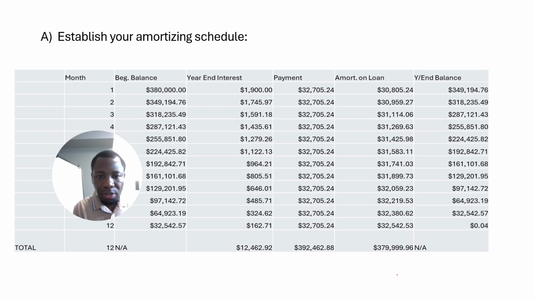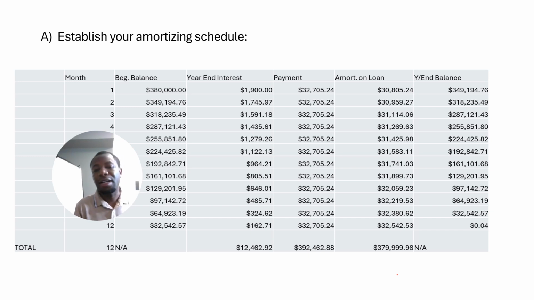So the interest portion will come out of the payment, which means every end of the month you'll be making a payment of 32,705 and 24 cents, from month 1 to month 12. So you're going to do the same thing. You're going to keep going from month 1 to month 12 in this payment column.